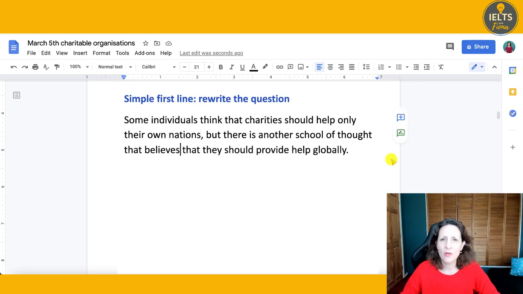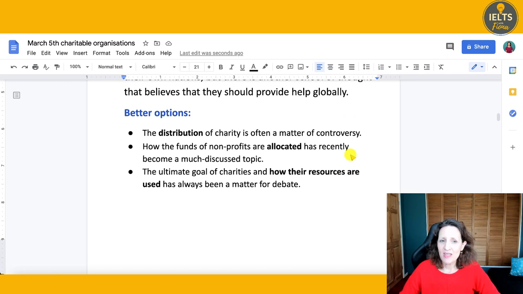So to come back to the question of the first line, remember, I'm not saying it's wrong to rewrite the first line. You can do it very simply, but if you are doing that, keep it simple. Don't try to find words that aren't quite right in order to paraphrase the question. So here's a simple example. Some individuals think that charities should help only their own nations, but there's another school of thought that believes they should provide help globally. That's one of my students. Simple but absolutely fine first lines.